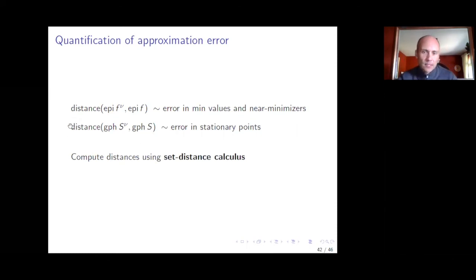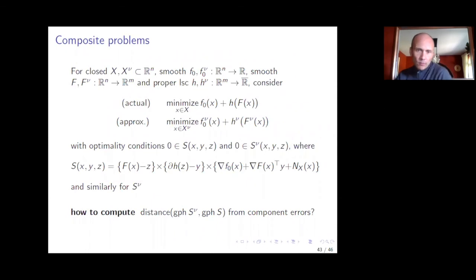So really the question of error analysis boils down to, can we compute this distance between these sets? And the answer is that you can often do that using set distance calculus. Here is a somewhat involved example of that, where I'm trying to address a real-world setting where I have a lot of pieces. I have an actual problem, which is of composite nature, and there's an approximating problem, also of composite nature. And I wonder, if I take this f_0 and replace it by f_0^ν, and I know something about the error associated with that, how would that error translate into errors in minimizers? And a similar story holds for optimality conditions, which can now be expressed maybe something like this using the thing we talked about earlier, and again will be replaced by various approximations.